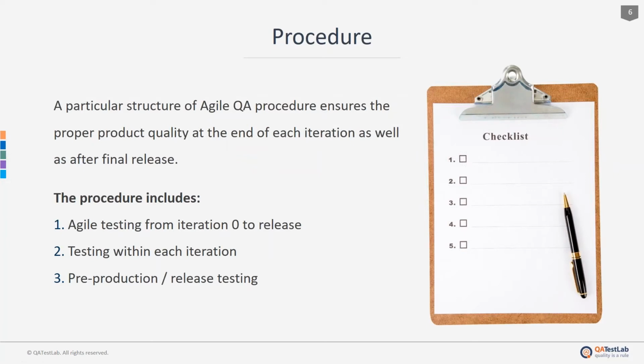Next step is process. In order to fulfill the objective, the QA process for the team fits into three broad categories. First, Agile testing from iteration 0 to release. Second, testing within each iteration. Third, pre-production or release testing. Let's start with the Agile testing lifecycle.